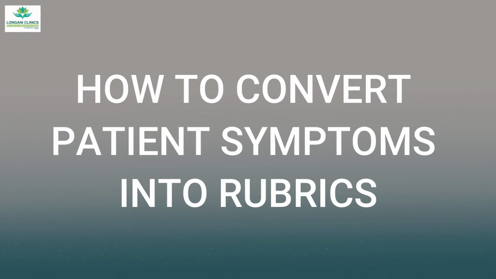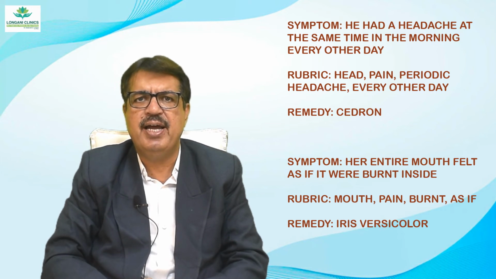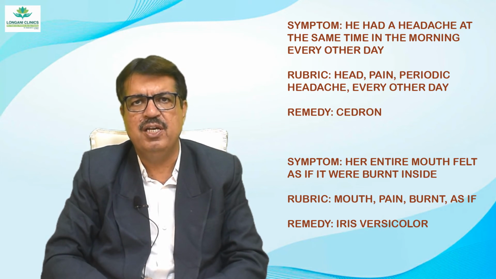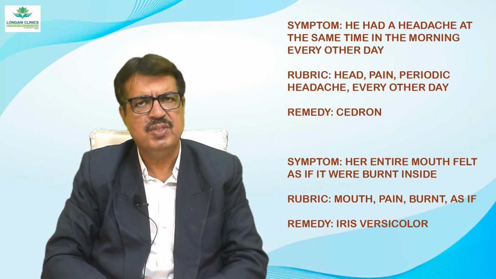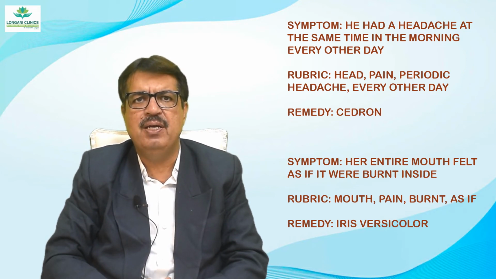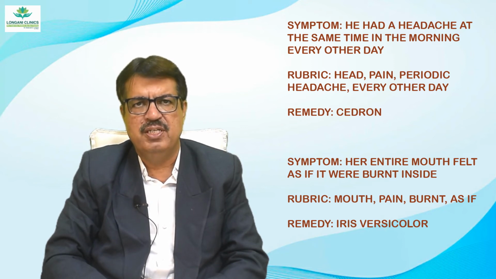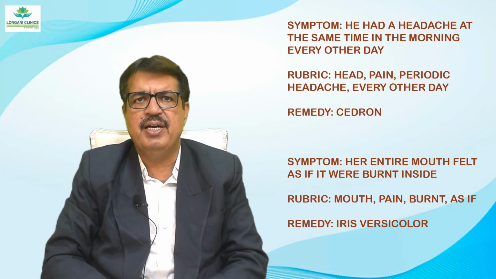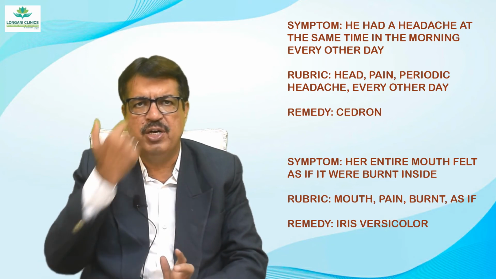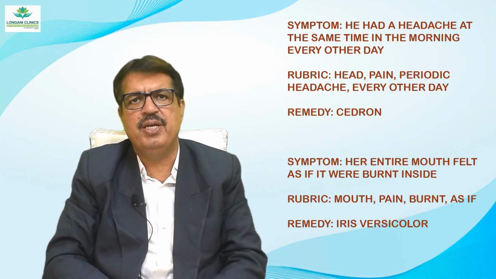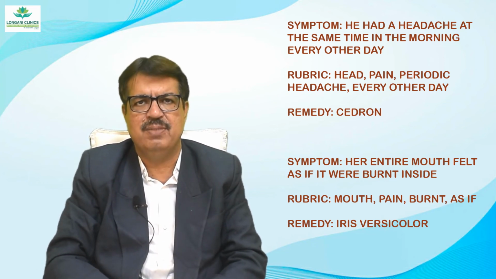Now we will see how to convert patient symptoms into rubrics. For example, symptom: he had a headache at the same time in the morning every other day. The rubric will be head pain, periodic headache every other day. The remedy is Cedron. Second one, symptom: her entire mouth felt as if it were burned inside. Rubric: mouth pain, burnt as if. The remedy is Iris versicolor.